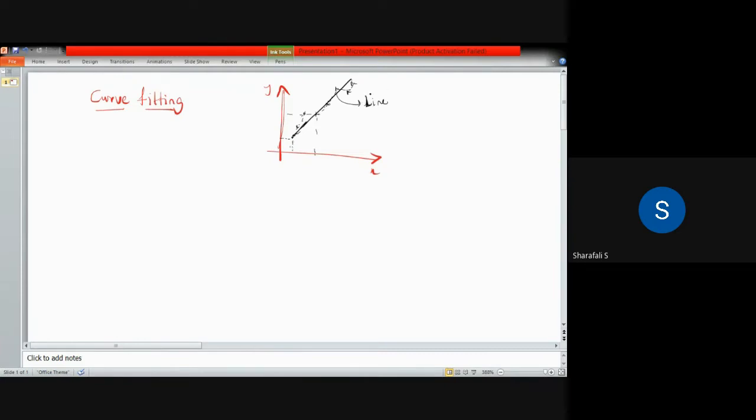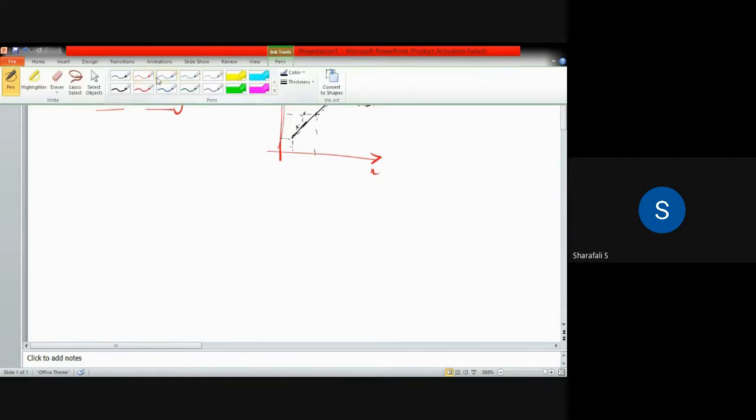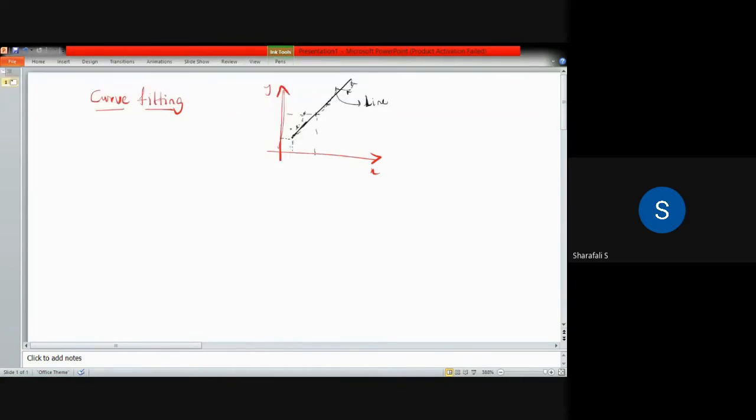You can use different equations to fit this data, and that will give you an approximate curve for the given data points. For example, if you fit this with some exponential curve, then it will be something like this. It depends on which curve or equation you are using for fitting. Depending on that, it will change. I'm just roughly drawing that. This is not the actual curve.